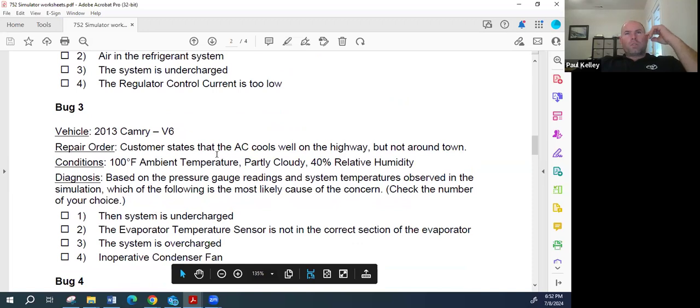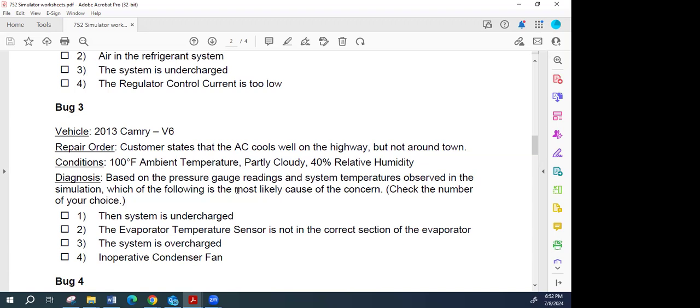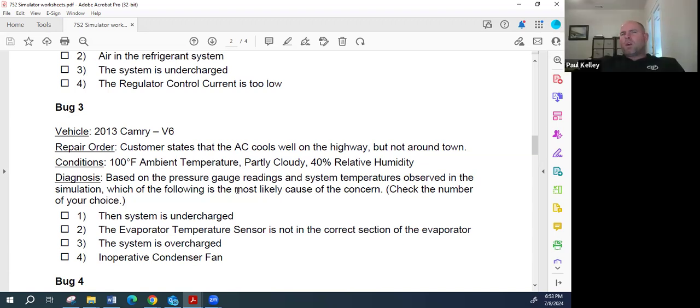Now, fault 3: customer states AC cools well on the highway, but not around town. Let's just say that you were the MLT, the master lube tech. If the AC works on the highway, but it doesn't work around town, do we already have an idea what might be wrong? Yes, it's the fan. It's always the fan.